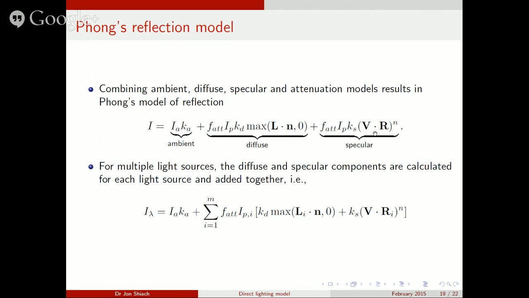So instead of the cosine, we've replaced it with a dot product. Okay, so that's our Phong's reflection model. Ambient plus diffuse plus specular.